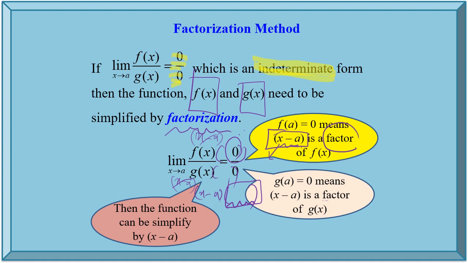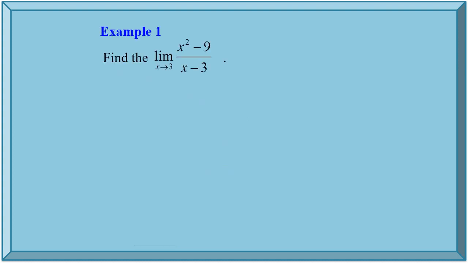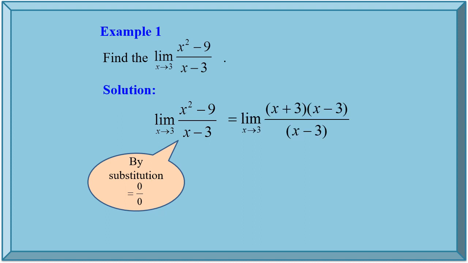So let's see the example together. Let's say we have to find the limit of x squared minus 9 divided by x minus 3. If we substitute 3 directly to find the limit, what will we have? We will have 3 squared minus 9 divided by 3 minus 3. So this one is 9 minus 9 equal to 0, and 3 minus 3 equal to 0. That's why by substitution we get 0 over 0.